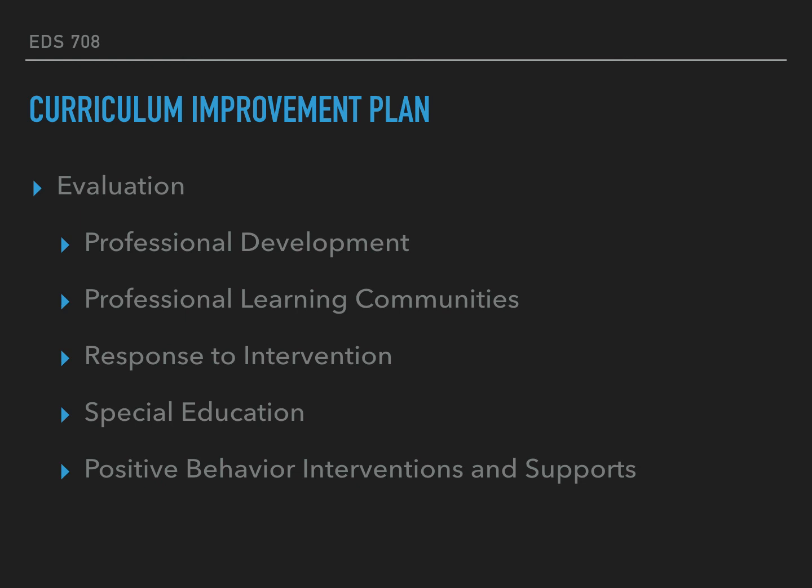And finally, the positive behavior interventions and supports. Are the rewards working? What are the rewards? Do we need to try things that are different? Do we need to try things that we haven't tried before? Or do we need to bring back things that we've tried in the past? All of these things will be talked about, looked at, examined when it comes to evaluating this curriculum improvement plan.